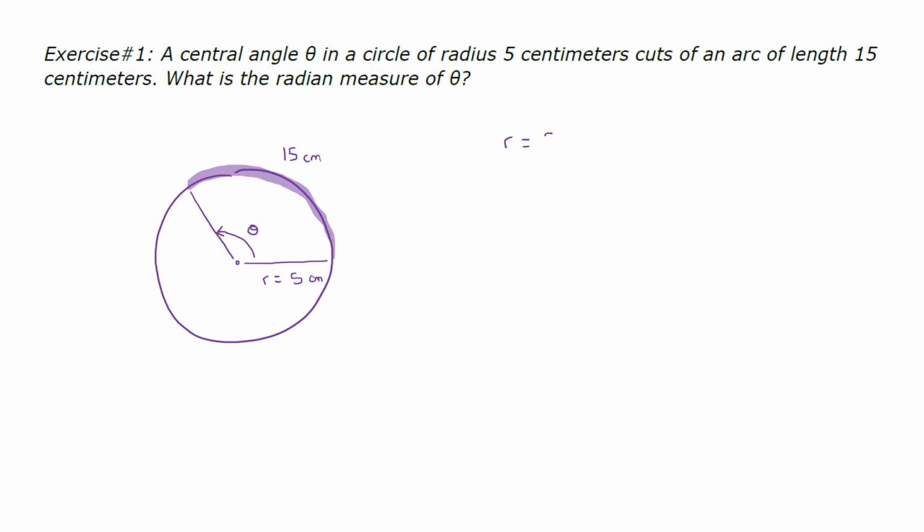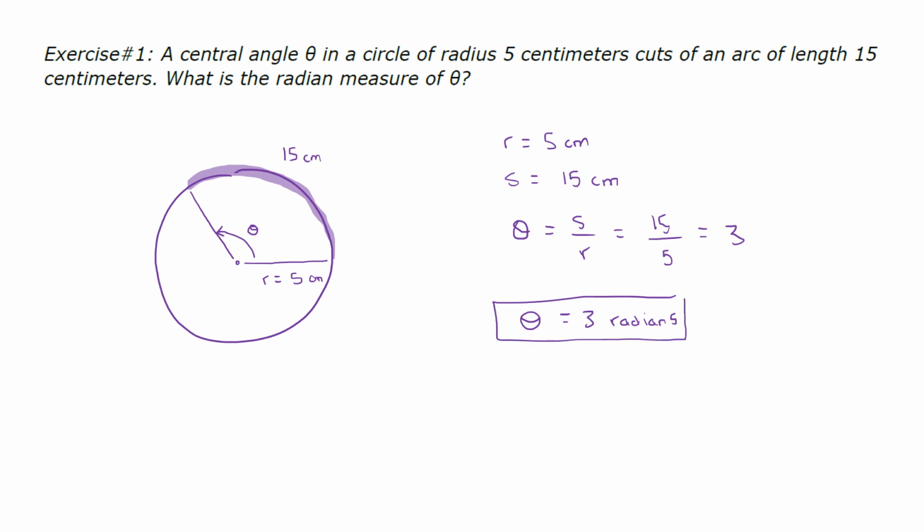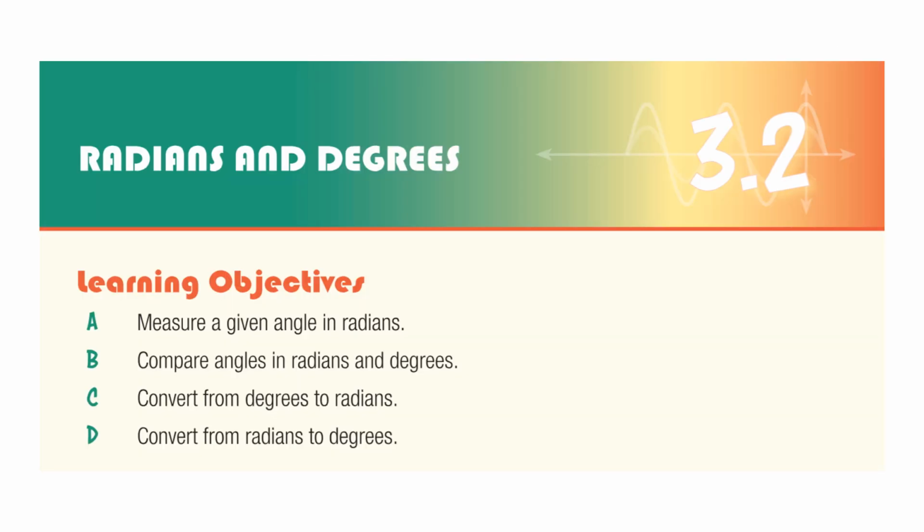So we know r equals 5 centimeters. We know s equals 15 centimeters. And we know theta equals s divided by r. So if we substitute in s, substitute in r, we will get 3. So theta equals 3 radians. Awesome. So now let's go into our second objective.